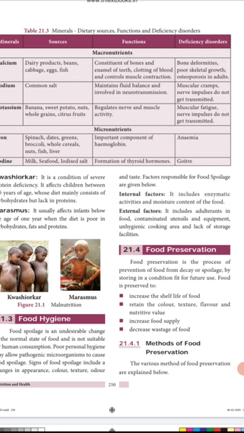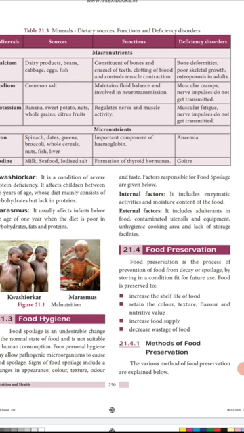Next one is marasmus. The skinny child, the infant, is there. It usually affects infants below the age of 1 year. The diet is poor in carbohydrates, fats and protein. This is all malnutrition. So due to malnutrition, the children are affected by these diseases.